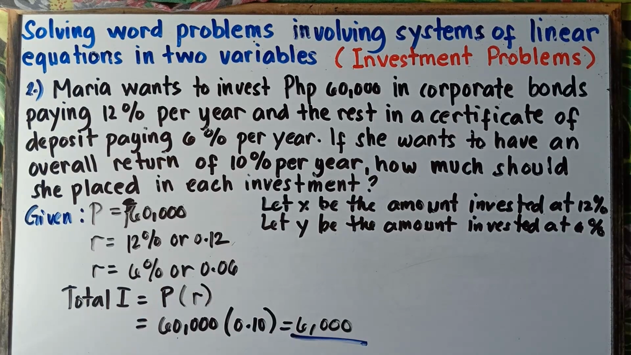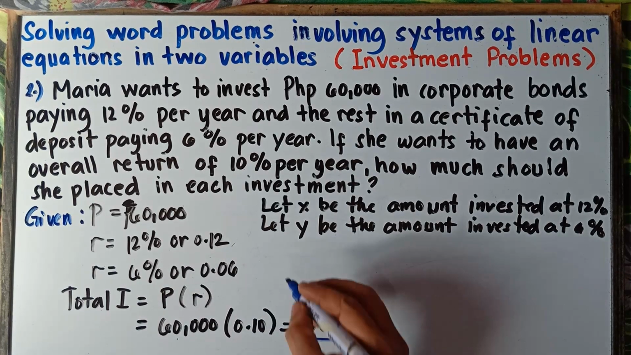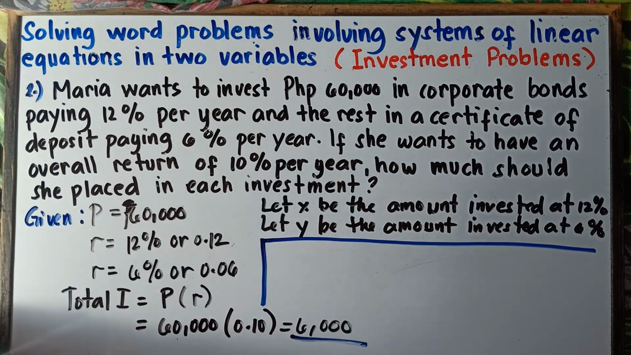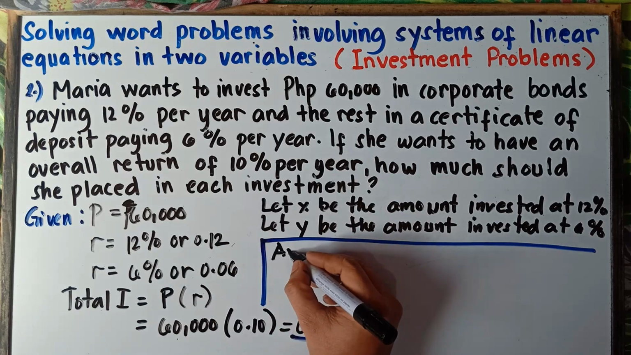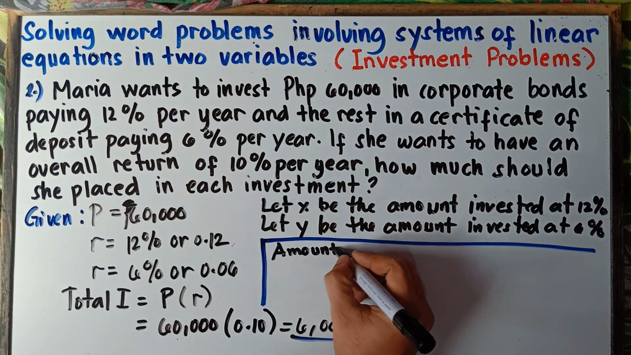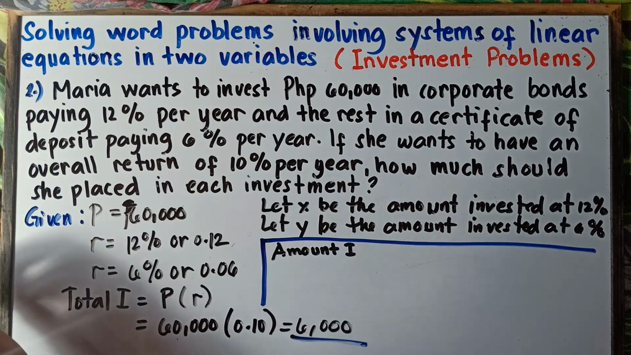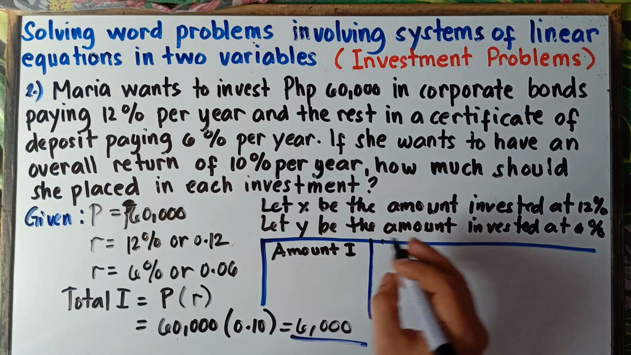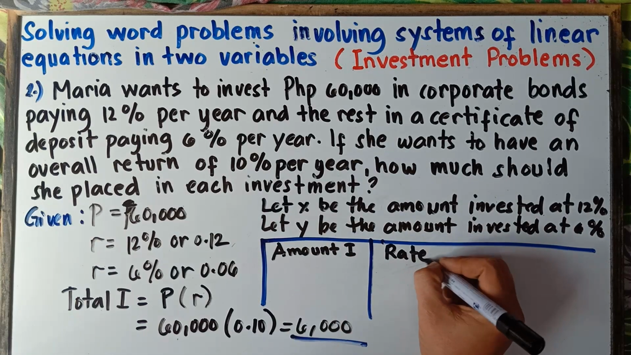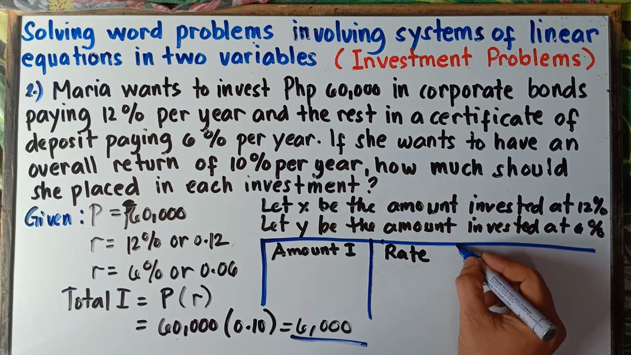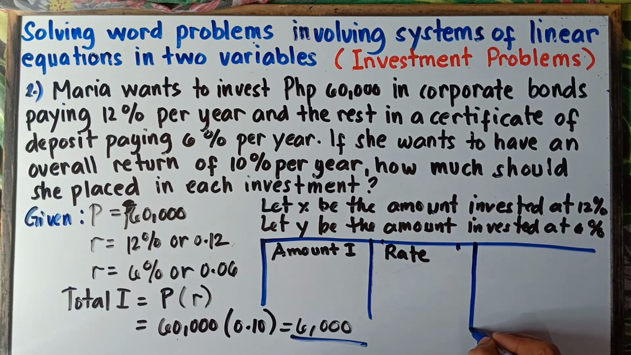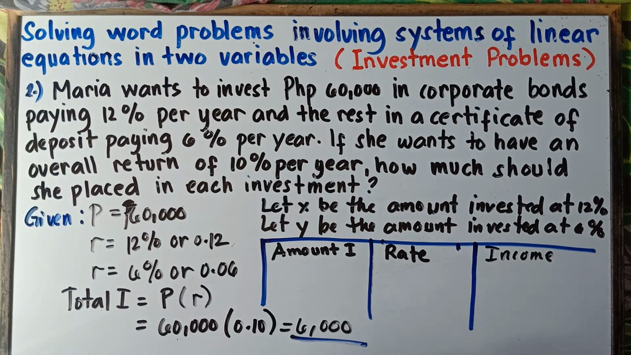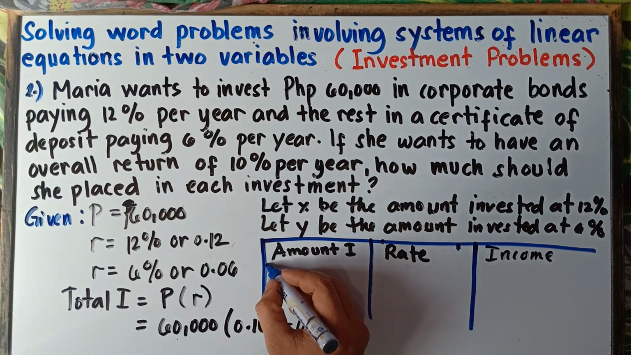Alright, and then we can have our table, class, for us to be guided. So, let's have our table. We have the amount invested, so I will just put I, class, for amount invested. And then we have the rate, exactly the same, class, with regards to example number 1. And the last one would be the income. You do it like this, class. Very easy.